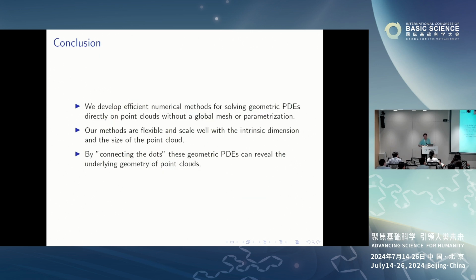Okay, here's the conclusion. First of all, we developed a way to solve geometric PDEs that could be used for simulating physical problems and other problems. The main idea is using simple chain rules. You don't need a mesh, you don't need parametrization, and it is flexible and scales well with the intrinsic dimension of the underlying manifold, not the embedding dimension. Embedding is non-unique and could be highly redundant. And by using geometric PDEs, we can connect the dots, extract geometric structure information, and use that to do shape analysis and shape correspondence applications. Yes, that's it.